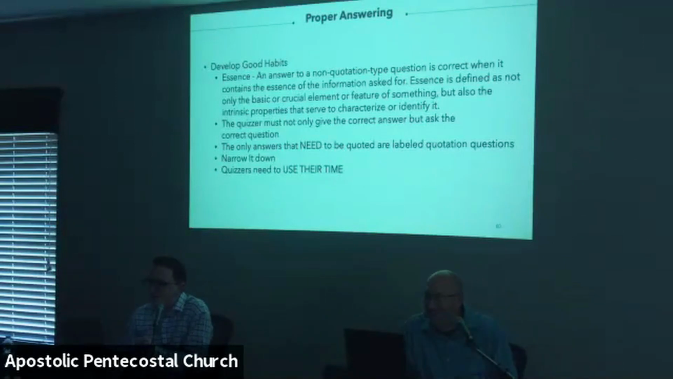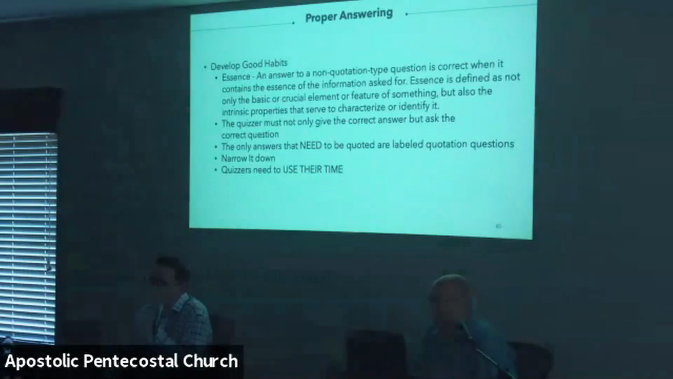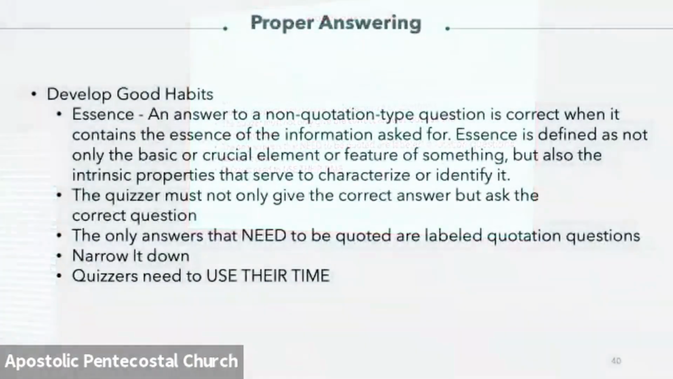Okay, the quizzer must not only give the correct answer, but the quizzer has to ask the correct question. And this is the part we talked about where most of the time with senior quizzers, early advanced interruption, this is the struggle. This is the part that's difficult. Is getting the right question versus answering. And we need to get to the point with our kids where they can answer questions. And that's the first step. Your kids need to be able to understand how to properly answer questions, which is why we're talking through this. The only answers that need to be quoted, label quotation questions, and narrow it down.